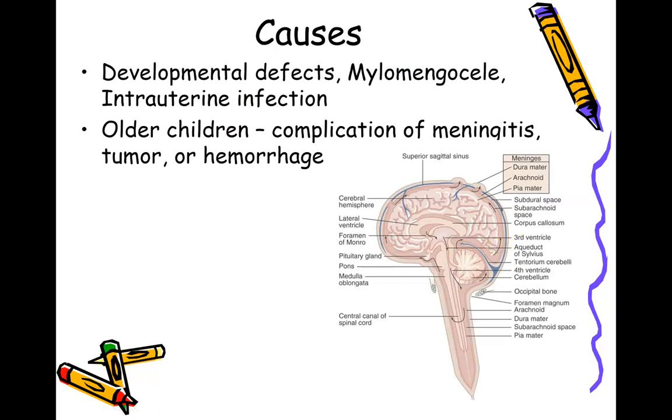Causes could be developmental defects, myelomeningocele, which is going to be a type of spina bifida that we'll talk about, where part of the spinal cord has herniated, or an intrauterine infection, so an infection within the womb when mom was still pregnant with baby. In older children, it can be a complication of meningitis, a tumor, or hemorrhage, some kind of trauma and hemorrhage.